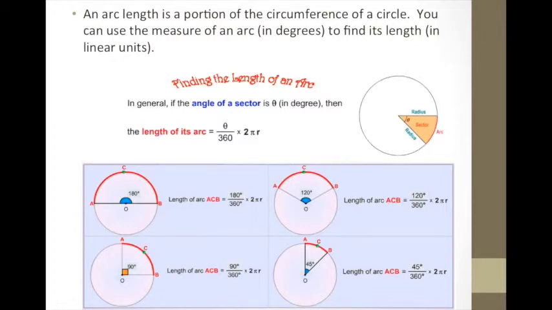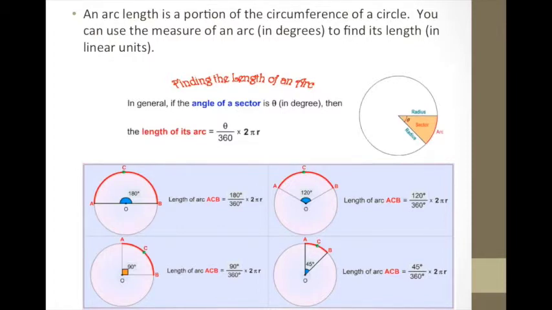The length of the semicircle is half the circumference, and the length of a 90 degree arc is 1/4 of the circumference. That's pretty obvious. So let's look at an example to help you understand this. We've got an angle of 100 degrees. So we are concerned with 100 over 360, or 10 over 36, of the circumference.